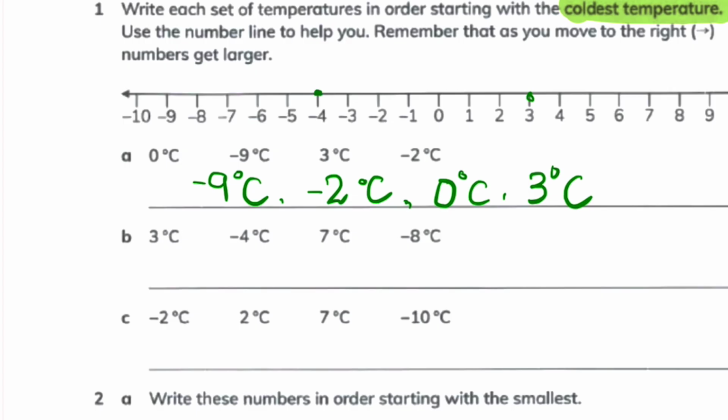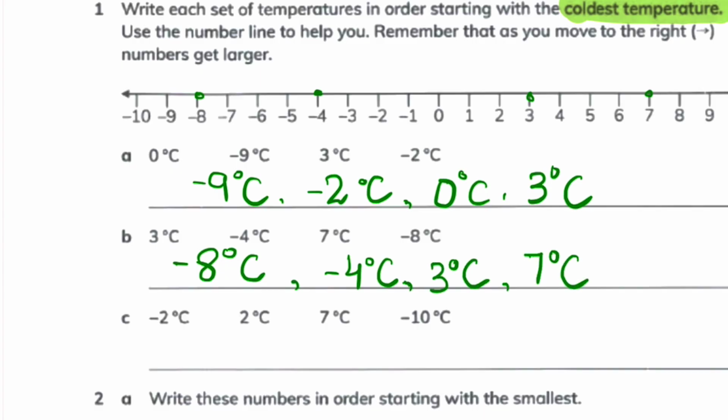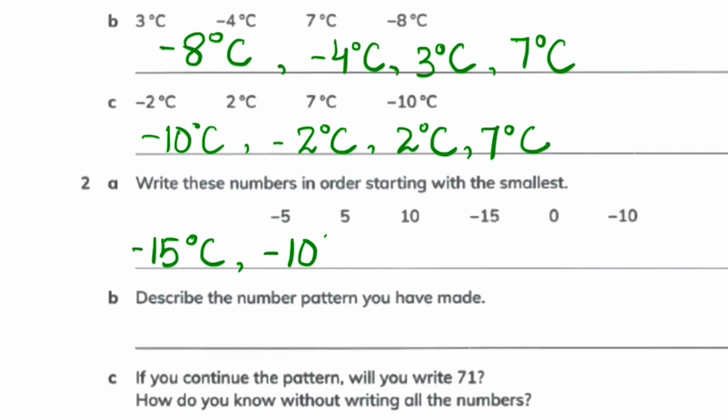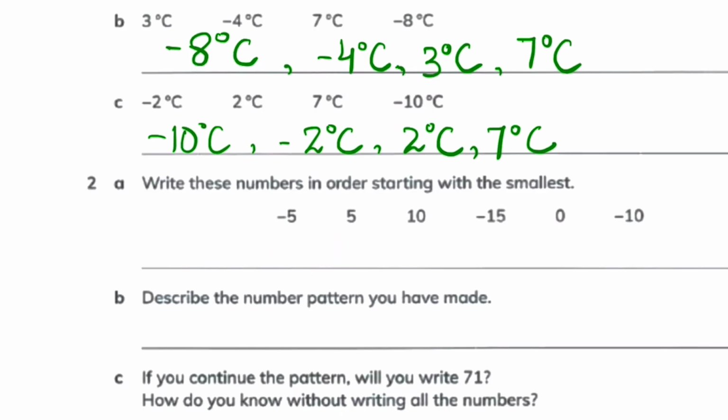Let's quickly solve part B. I just pointed out all the numbers and then arranged them in order, starting from the left side and moving towards the right side. And this is part C. 2A is similar to the previous one, so we'll quickly solve it and move towards our part B.